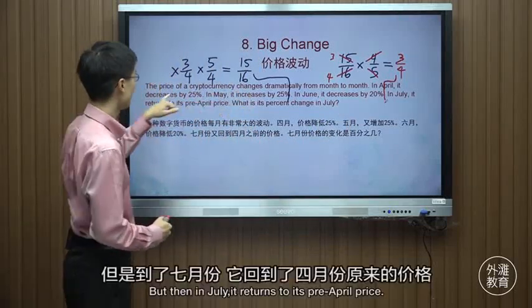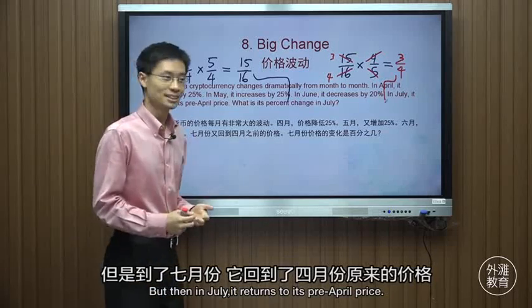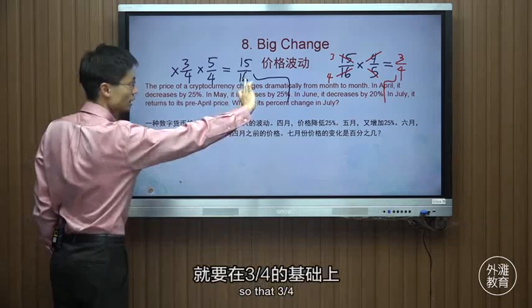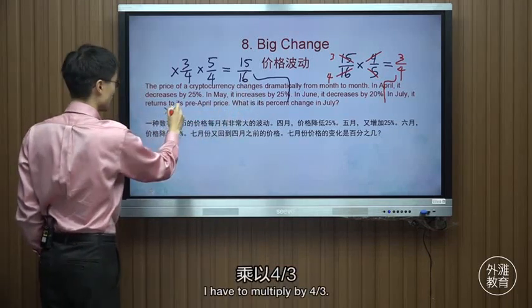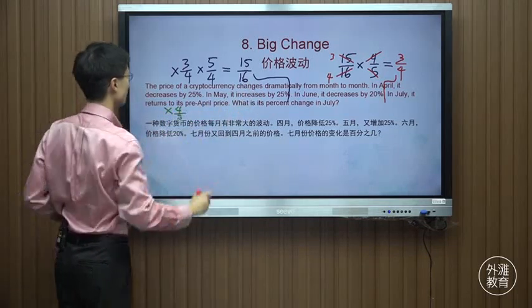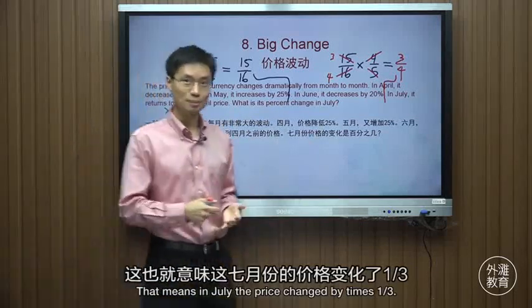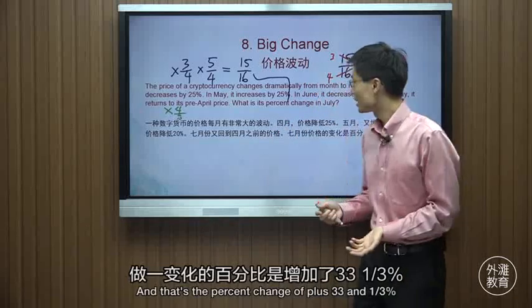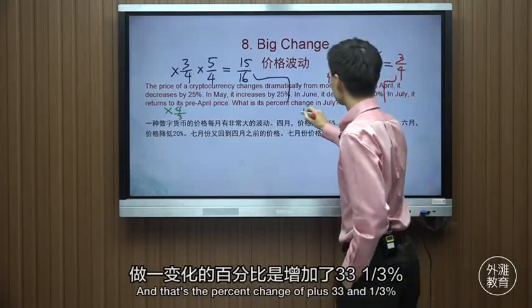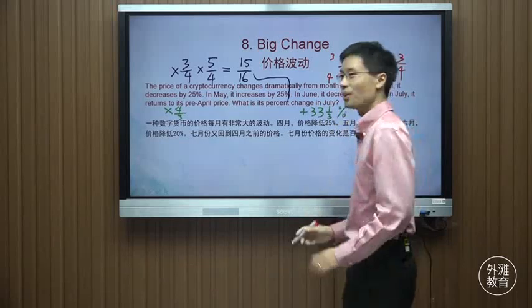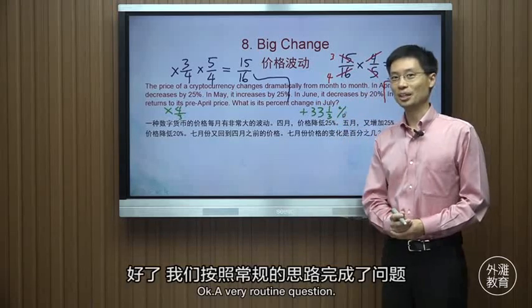But then in July, it returns to its pre-April price. That means it has to restore and it has to increase, so that 3/4 means it has to multiply by 4/3. That means that in July, the price changes by times 4/3, and then that's a percent change of plus 33 1/3%. Okay, a very routine question.